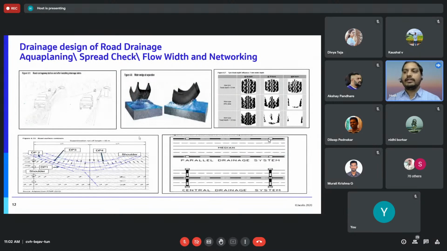The central drainage system collects the water at a central location, and here we can minimize some pipe and some cost with respect to the project. But the parallel drainage system has its own advantages, and the central drainage system has its own advantages and disadvantages.